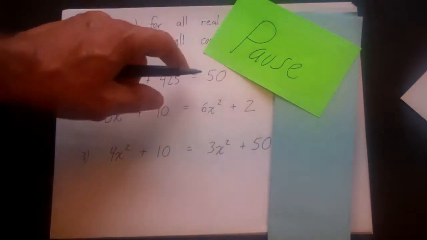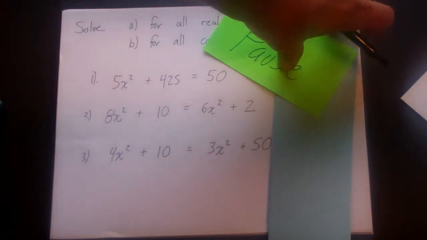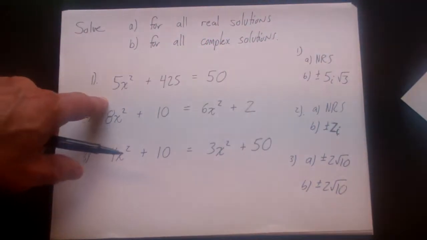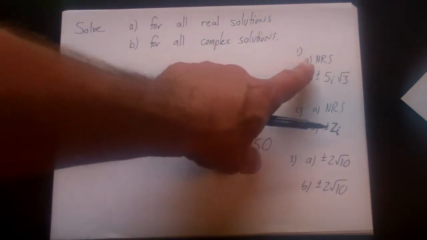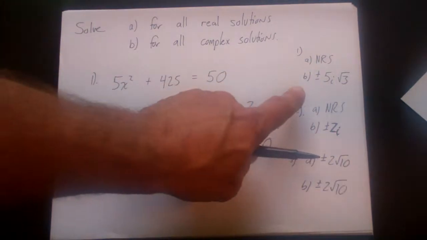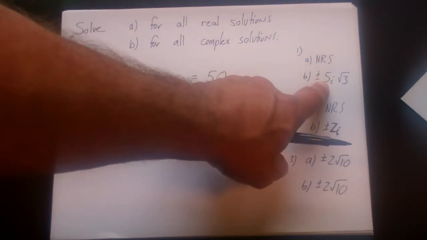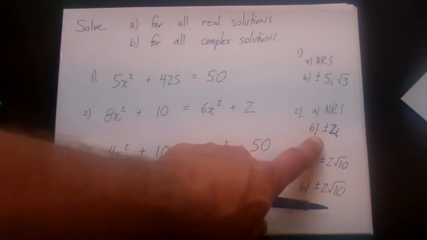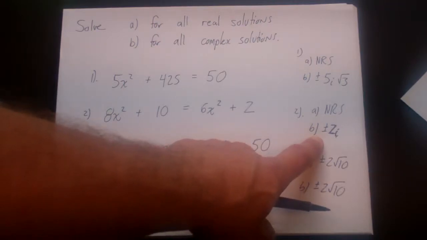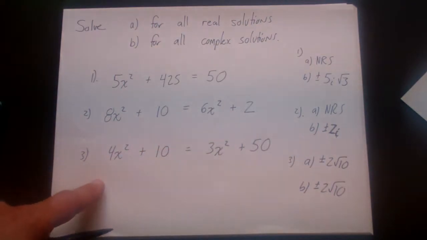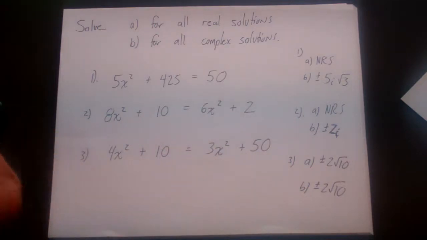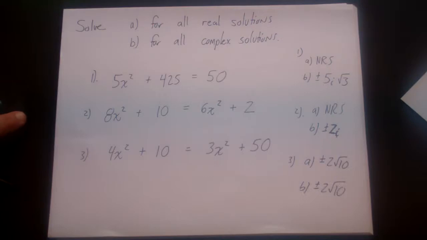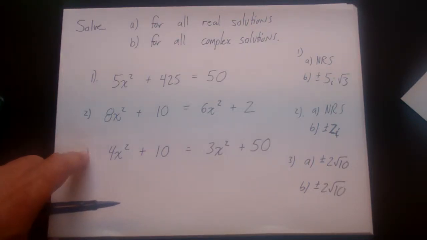Alright, hopefully now that you've solved these three problems, let's look at the answers. The answer to the first one is: there are no real solutions, and the complex solutions are plus or minus 5i root 3. For the second one, again, no real solutions, and the complex solutions are plus or minus 2i. For the third one, there is a real solution. In fact, there are two of them, plus or minus 2 root 10. And since those are real solutions, they're also complex solutions as well.